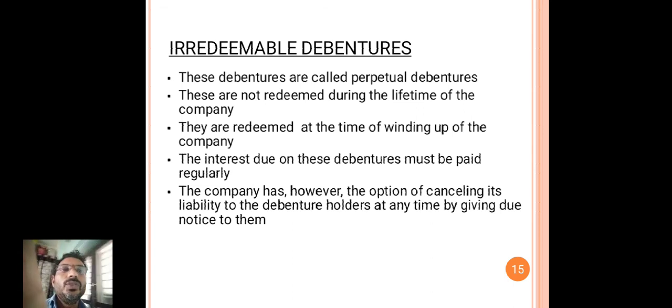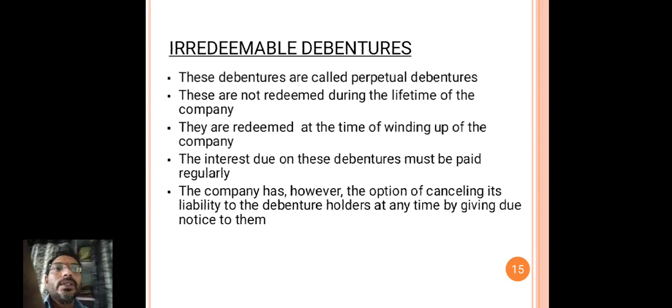The interest due on these debentures must be paid regularly. The company has, however, the option of cancelling its liability to the debenture holder at any time by giving due notice to them. These are the irredeemable debentures.